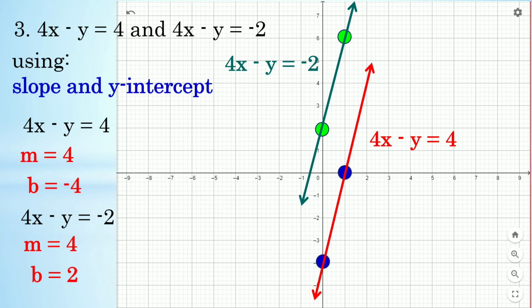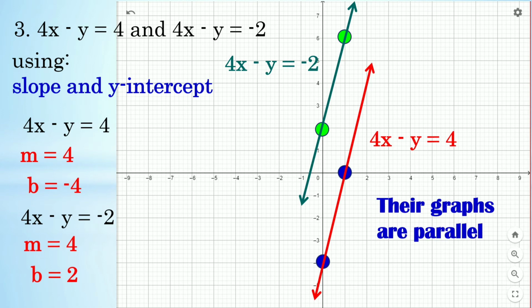So, ano yung itsura ng graph nila? Ang graph nila ay parallel. So, their graphs are parallel. Nakita nyo yung tatlong itsura ng mga graphs. So, ano kayang concept yan?